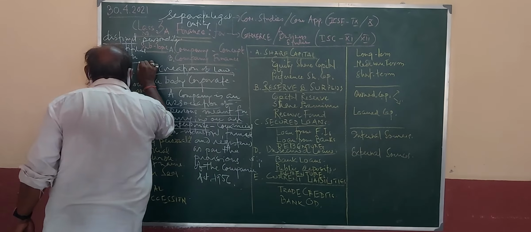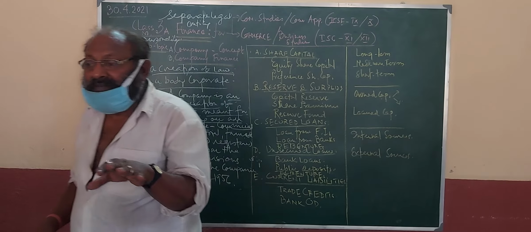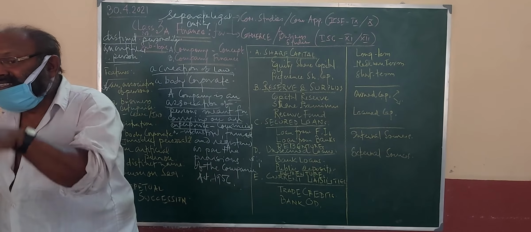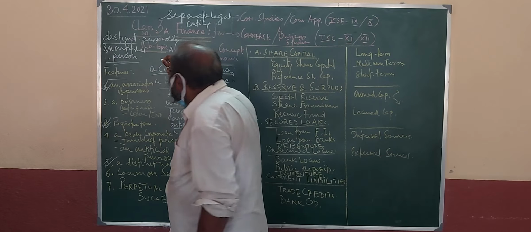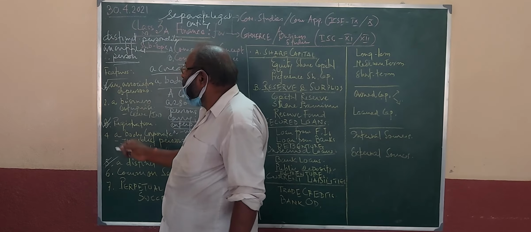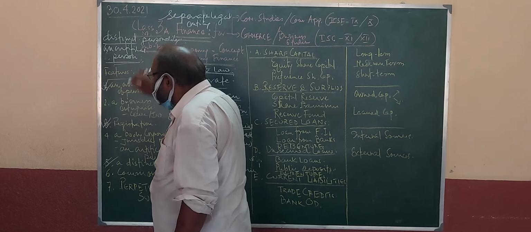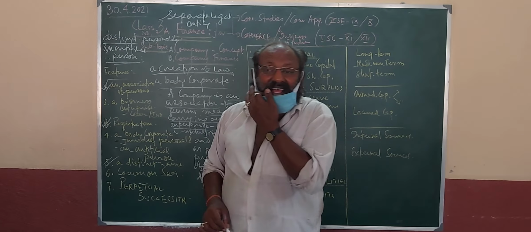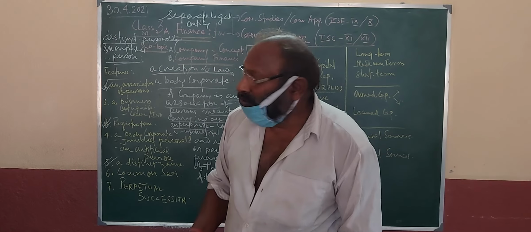But what type of person? It is an artificial person. Why? Because this person cannot be seen. It exists only in the eyes of the law. So it is a personality which is distinct from the members who have formed it. It is artificial because the company is a person, but it has no body to be kicked, no soul to be damned.